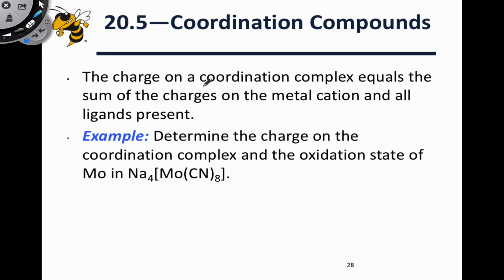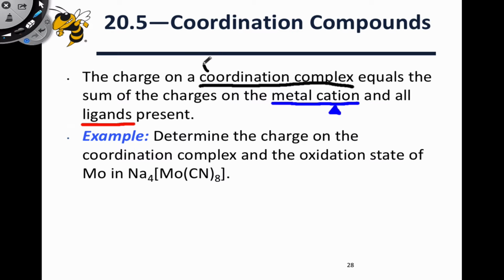Remember that we defined a coordination complex as the metal center and all of the ligands that are coordinate covalently bonded to the metal center. And the charge on a coordination complex is equal to the sum of two factors. First of all, the charge on the metal cation, which will of course be positive, assuming we're working with a cation, and all of the ligands present, which will typically be either neutral or negatively charged.